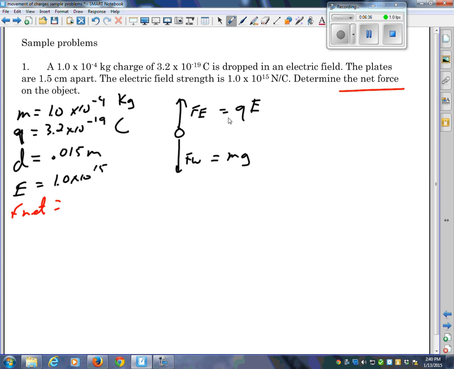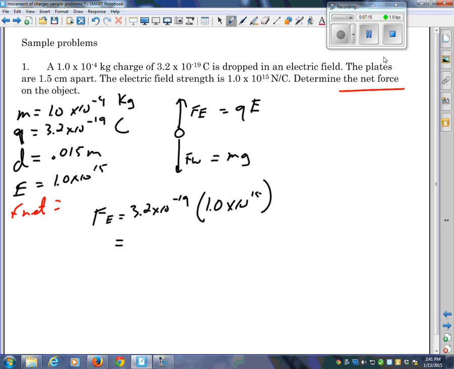Okay. So let's solve for Fe. My charge Q is 3.2 times 10 to the minus 19, and I multiply by the electric field strength of 1.0 times 10 to the 15. And yes, I do apologize for the stinky scientific notation, but it's one of the things you've got to get used to. What does Fe stand for? Fe stands for the electric force, the force that is produced by the electric field.